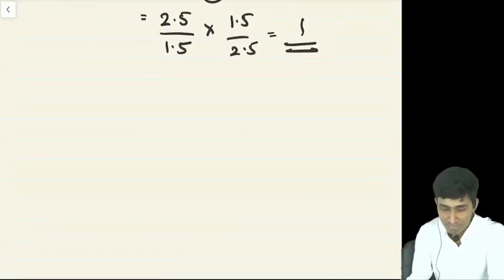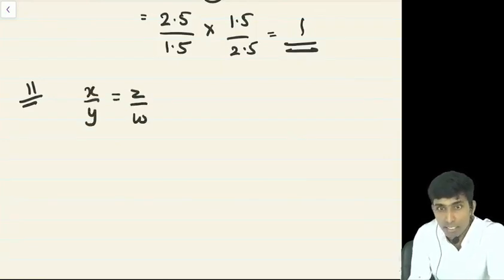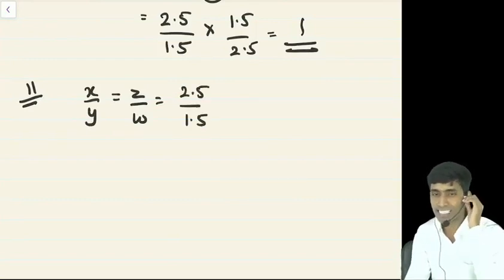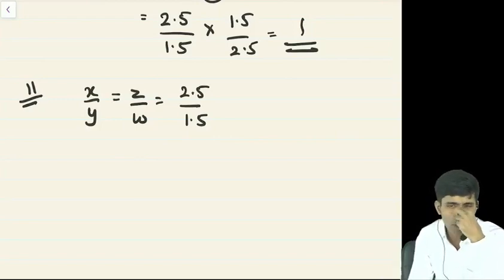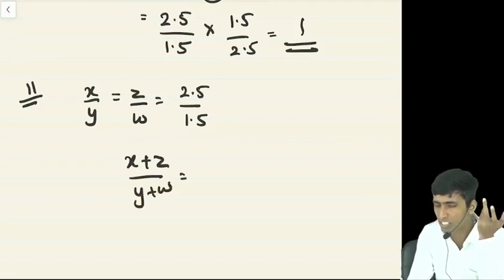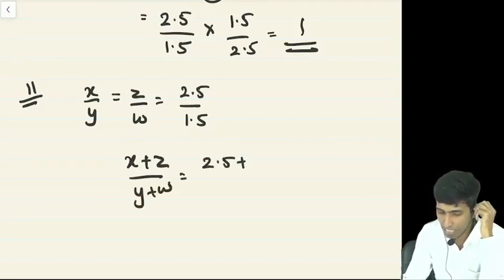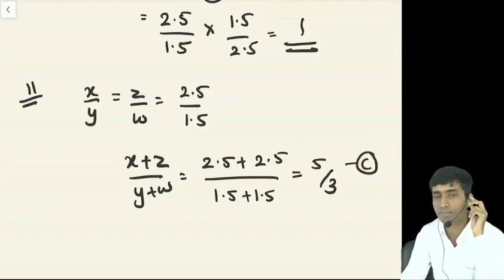Next. 11th question. X by Y, X is to Y is equal to Z by W is equal to 2.5 upon 1.5. What is the value of X? 2.5. What is the value of Y? What is the value of Z? What is the value of W? Can you calculate X plus Z upon Y plus W? Yes or no? 2.5 plus 2.5 upon 1.5 plus 1.5. 5 by 3. Option C.